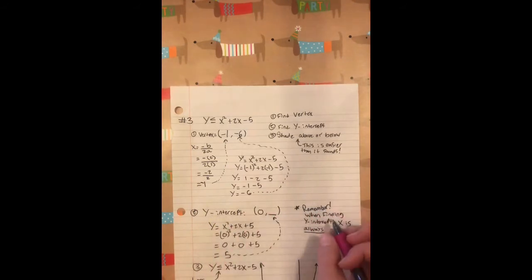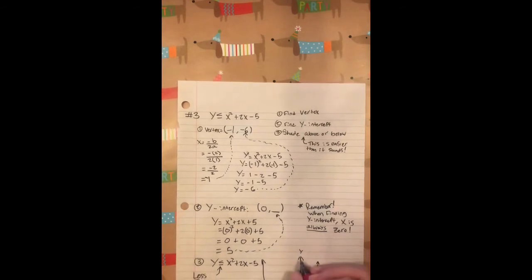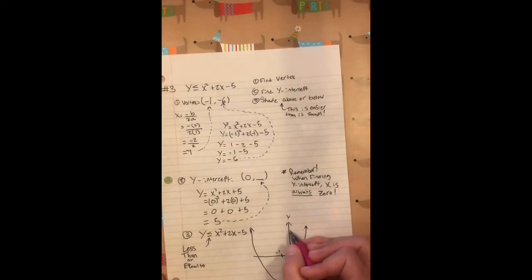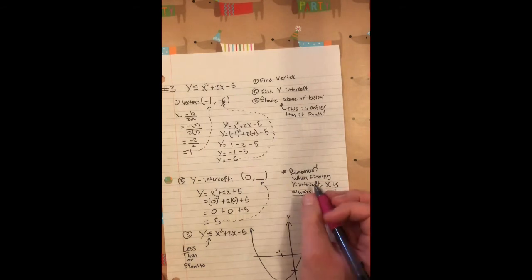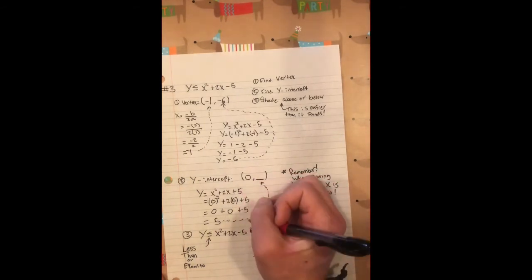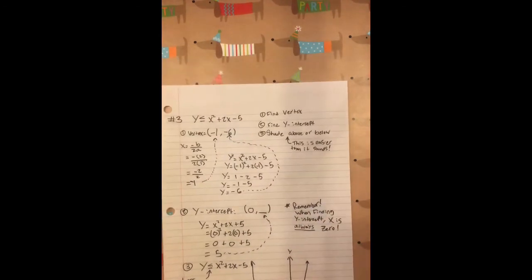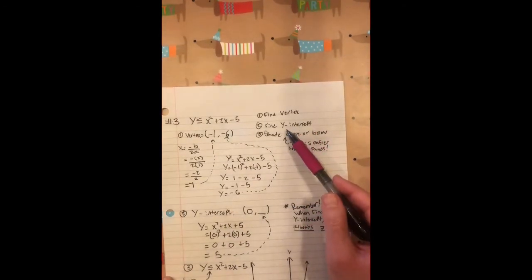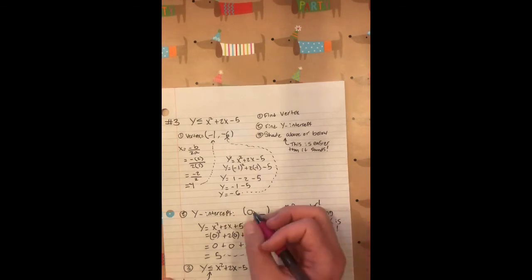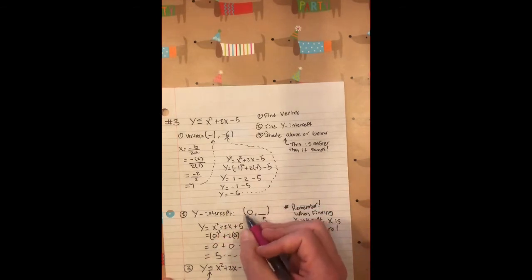Now remember, when you're finding the y-intercept, when it crosses the y-axis, the x value is always going to be 0. I don't care what y is, x is always 0. And when it hits this, x will always be 0. So when I want to find the y-intercept, I plug in 0 for x. It should be very familiar from when we graphed y equals mx plus b. Okay, so very simple, plug in 0 for x and solve.